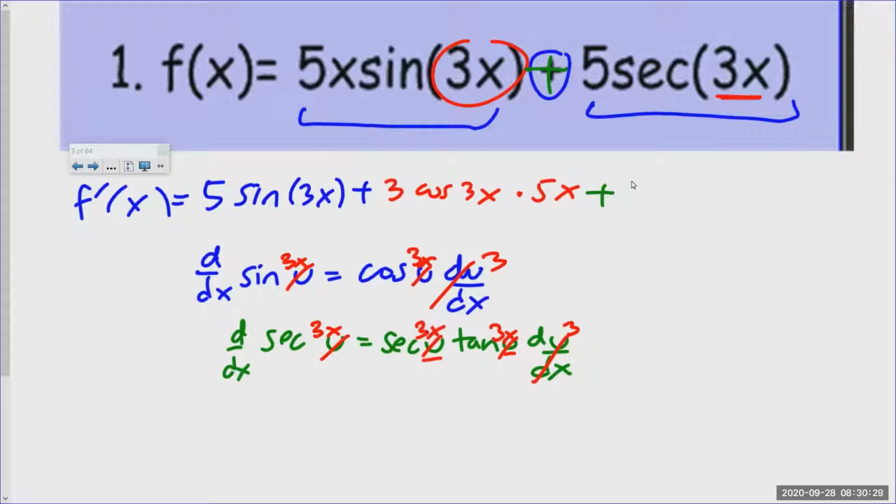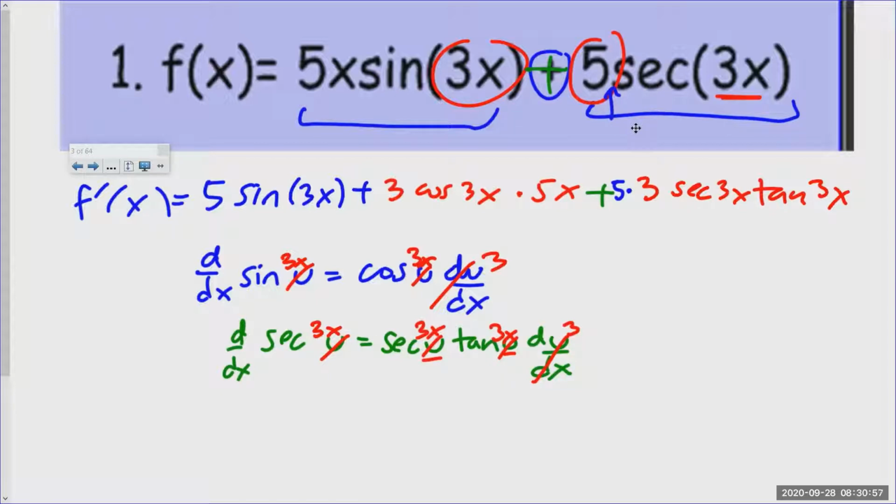I'm going to carry it up here. This is going to be 3 times secant 3x times tangent 3x. Let's see if I did this right. Oh, I forgot the scalar here, which is 5. So it's 5 times 3 times secant 3x times tangent 3x. Why didn't I do product rule on the right side? There's no x there, right? There's only one expression with an x. So the 5 is a scalar.